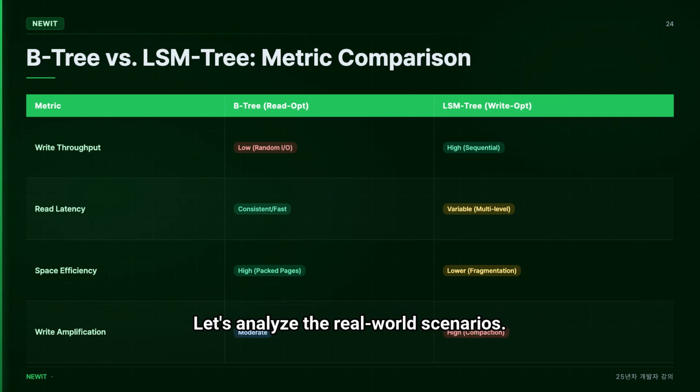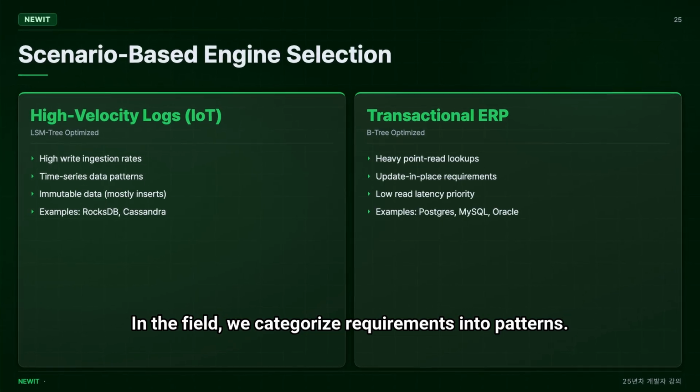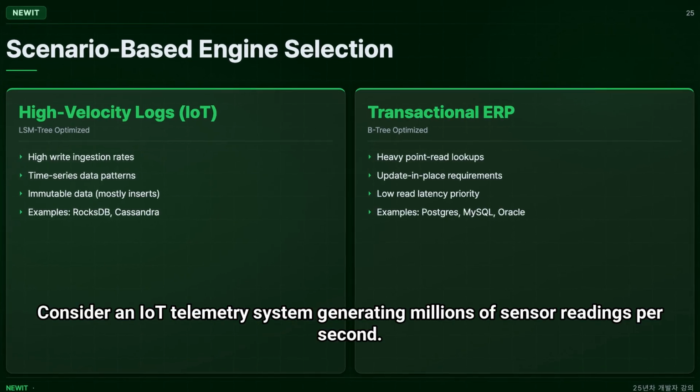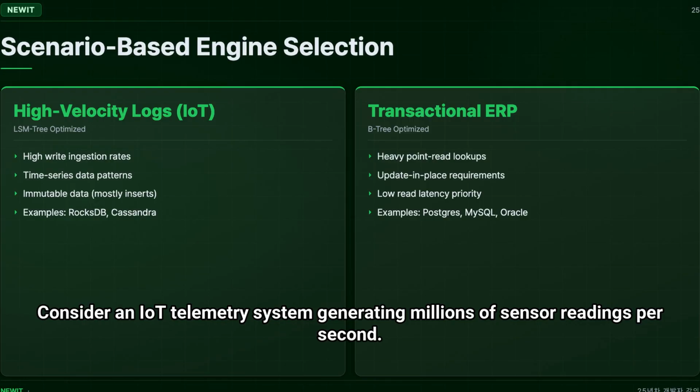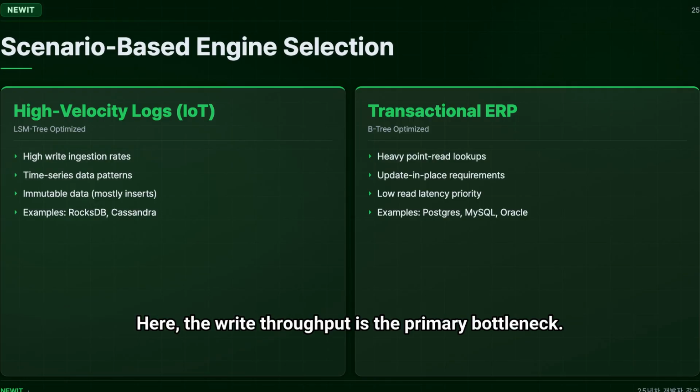Let's analyze the real-world scenarios. In the field, we categorize requirements into patterns. Consider an IoT telemetry system generating millions of sensor readings per second. Here, the write throughput is the primary bottleneck.